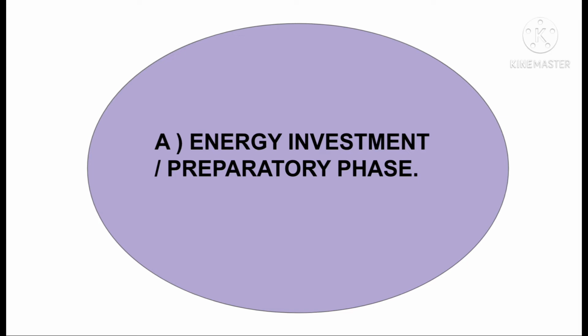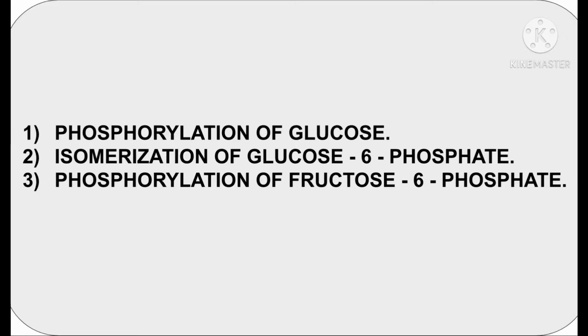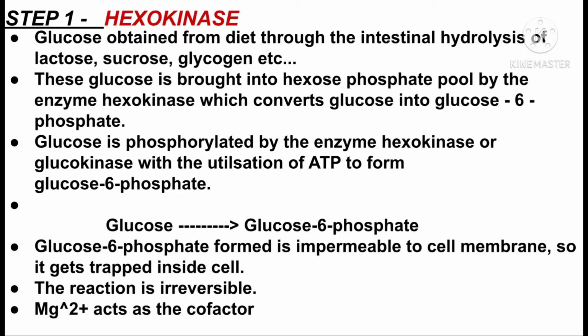First is the energy investment or preparatory or priming phase. In the preparatory phase, there are 3 reactions. First is phosphorylation of glucose, second is isomerization of glucose 6-phosphate and third is phosphorylation of fructose 6-phosphate. Step 1 is mediated by hexokinase or glucokinase.